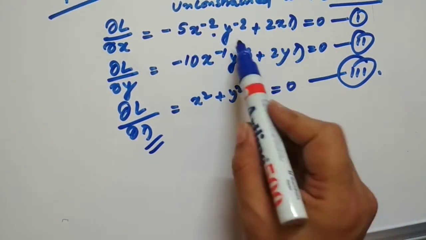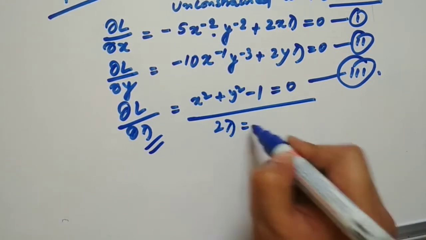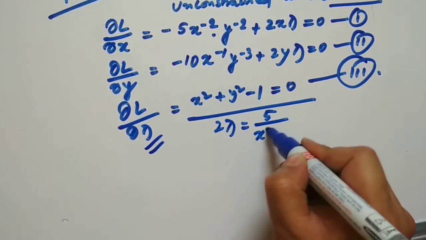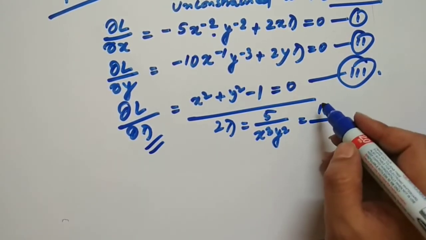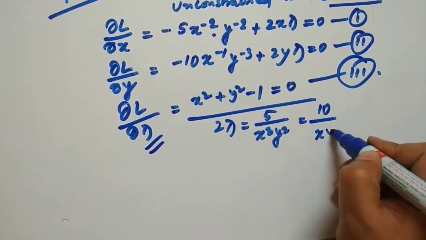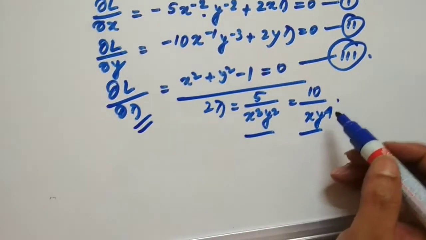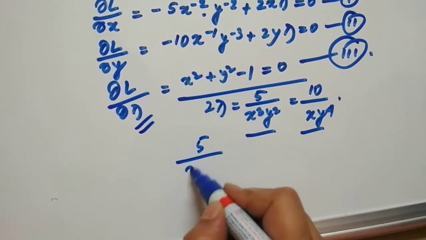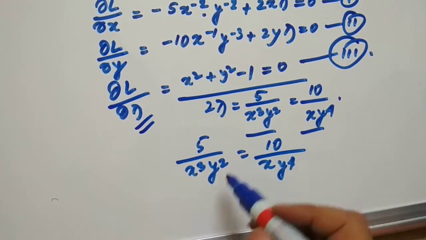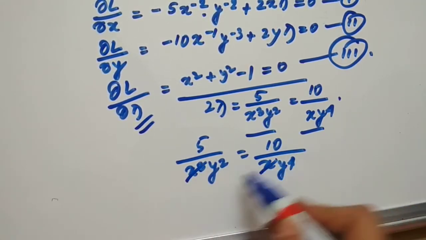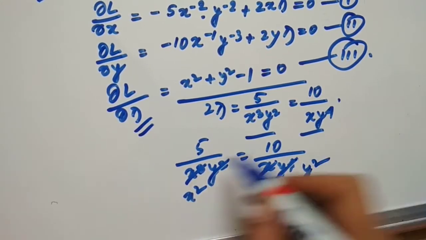from these three equations, if you equate them, you can have 2 lambda equal to 5 by x cube y square, and you can write 10 by x y to the power 4. Okay, now if you take this one and this one, say I am taking 5 by x cube y square equal to 10 by x y to the power 4. So you can easily simplify. Okay, x square and this will become y square, so this will become 2.